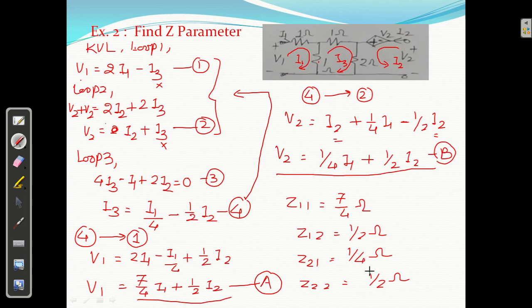It is very simple. Just we have three loops. Loop 1 ये है, loop 2 ये है, so इसमें से V1 and V2 you have to find in terms of I1 and I2. Third loop से I3 निकाल लो और यहाँ put कर दो, you will get the answer. Okay, so we will solve one more problem. Okay, I'm first rubbing it.